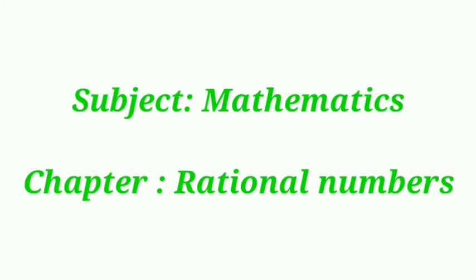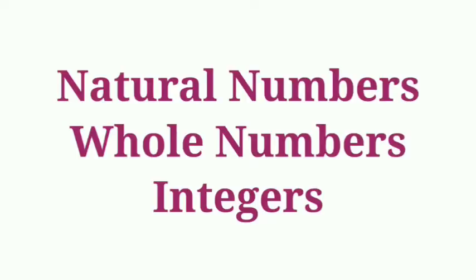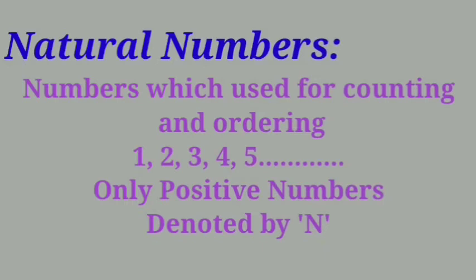Chapter: Rational Numbers. Before going to learn about rational numbers, we should know some basic points. Those are natural numbers, whole numbers, and integers. Natural numbers are used for counting and ordering, meaning whatever we regularly use: 1, 2, 3, 4, 5, etc., up to infinity. Here we include only positive numbers, and it is denoted by N.